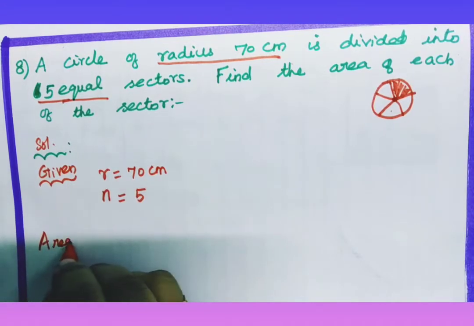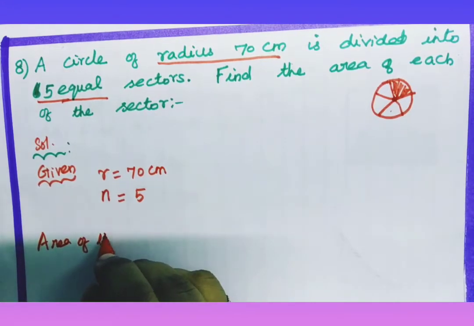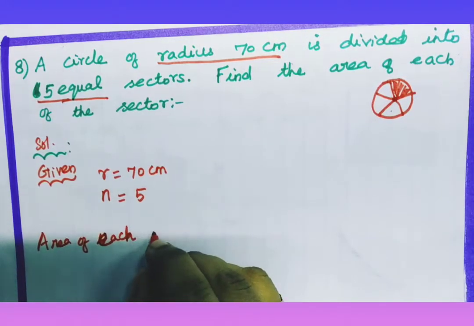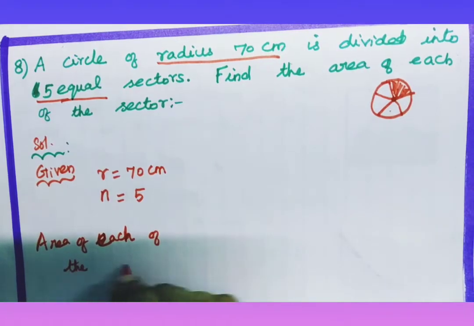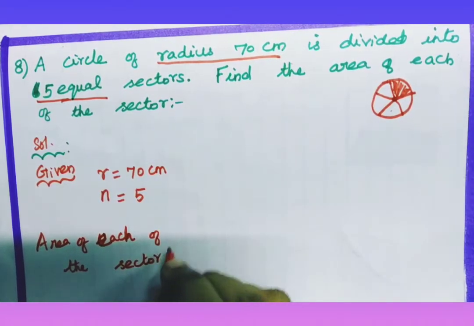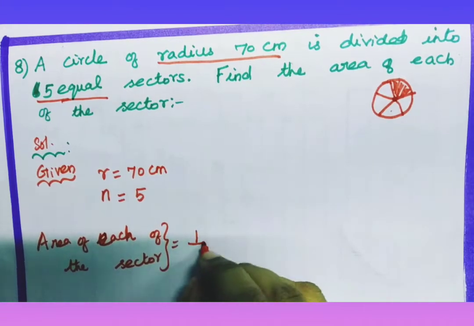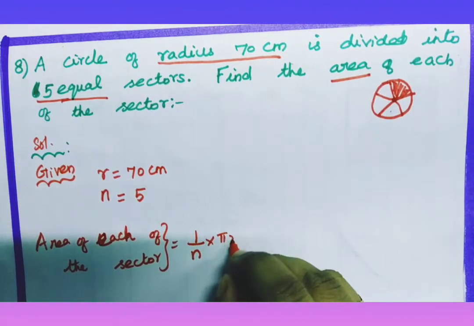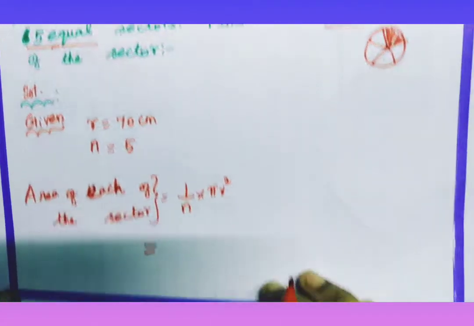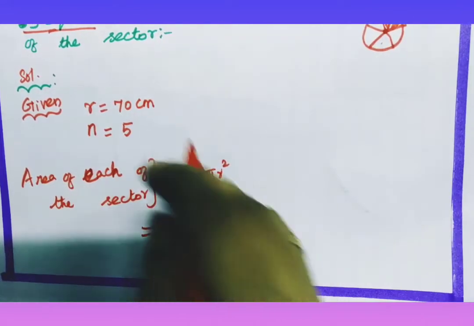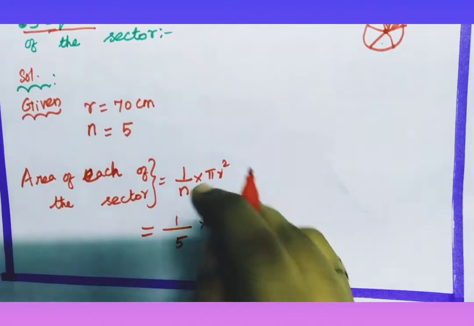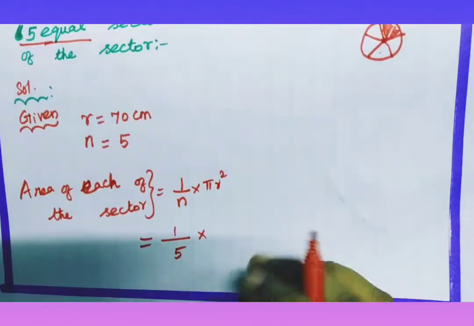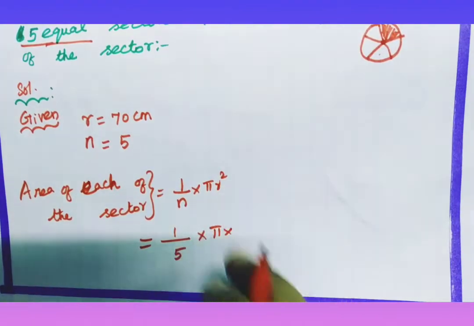Area of each of the sector is equal to 1 by n into area. Area means what will it come? Pi r squared. So, see here, 1 by n is what? Pi into r squared. The pi value is not given here, so we can take it as pi only.